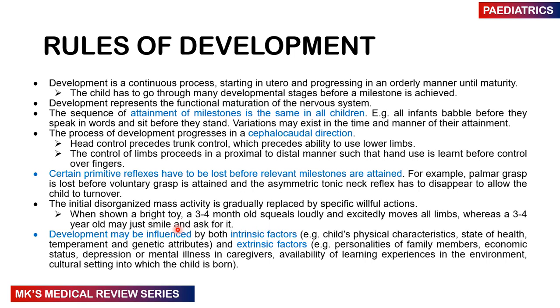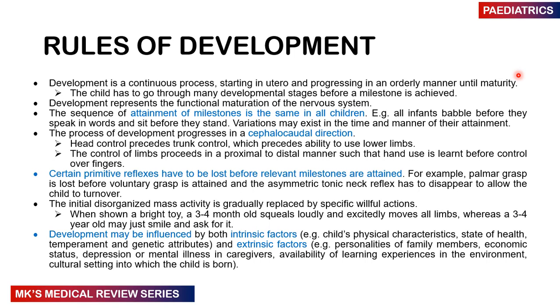You should be able to figure this out because of the rules of development. So number one thing is that development is always a continuous process. It starts off in utero, and it's going to be progressing in an orderly manner until the child is mature. So the child has to go through all the developmental stages before a milestone is achieved.